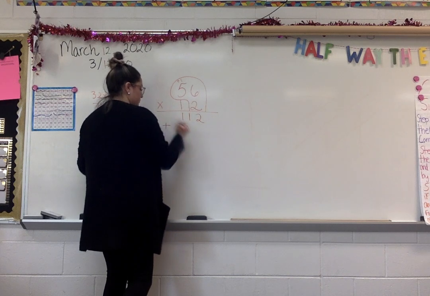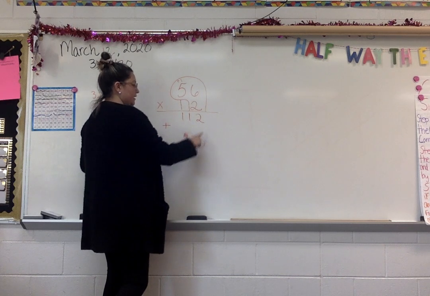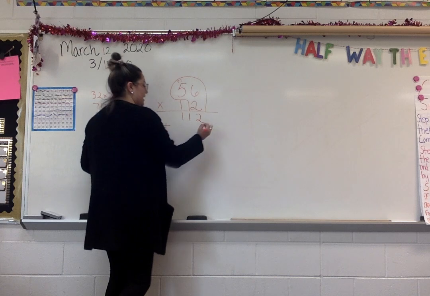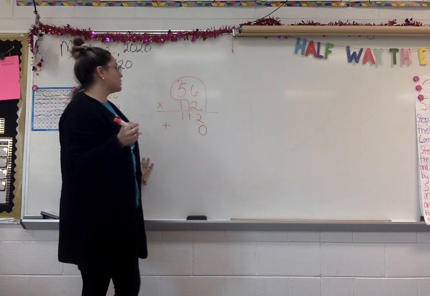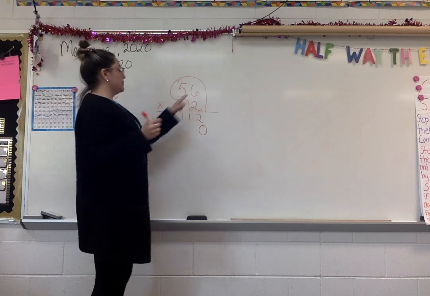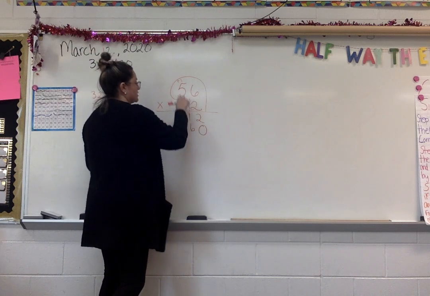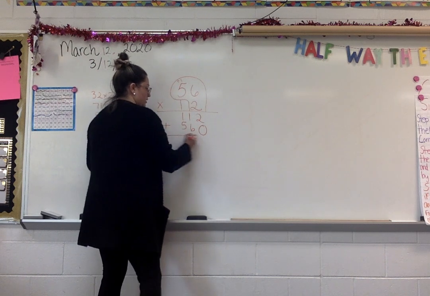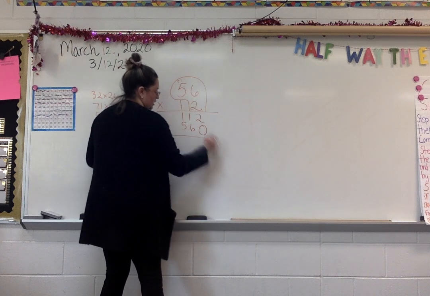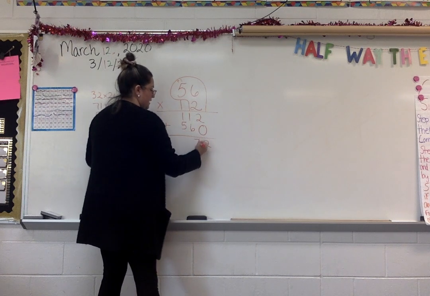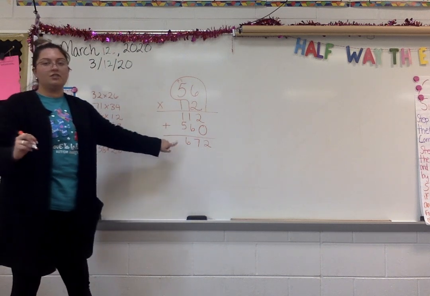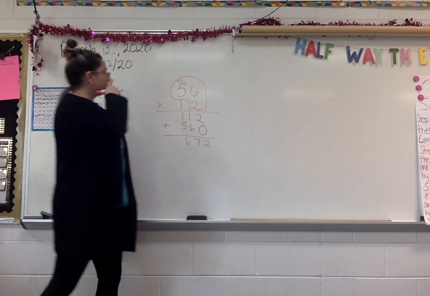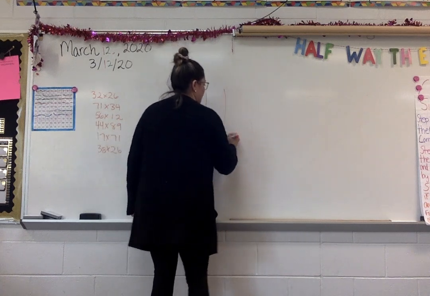Okay, so now I put my addition sign, drop my 0, lay my egg, and now we get to the easy part. 1 times 6 and 1 times 5. So 1 times 6 is 6, 1 times 5 is 5. We add it up, we get a 2, 7, 6. So your answer should have been 672. Okay? Now let's do area model.